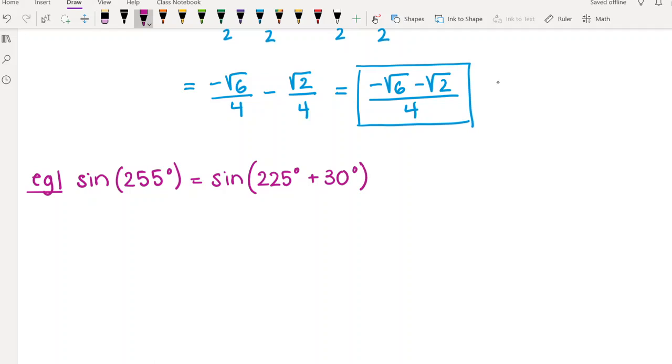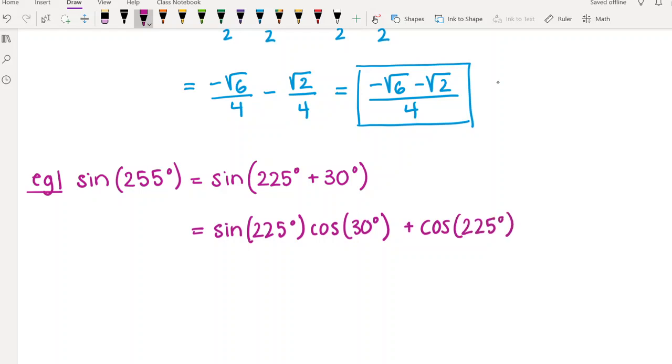So how did the sine formula work? Well, basically we just kind of blend together sine and cosine. So we do sine of 225 times cosine of 30 plus cosine of 225 times sine of 30.